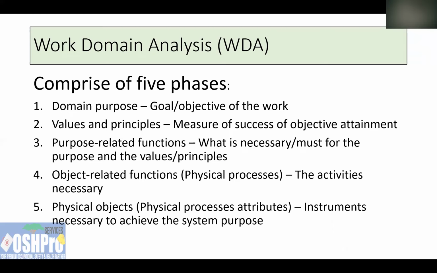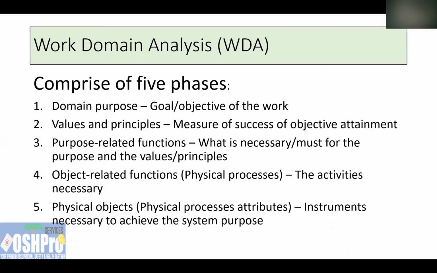and that's the fifth of the phases of the work domain analysis. So the fifth is the physical objects or physical process attributes. Here we can say maybe we need some instruments, but what type of instruments do we need? We'll have to look at what activities we want to do. And to decide what activities we want to do, we have to look at what functions we need to accomplish in order to achieve our goal.